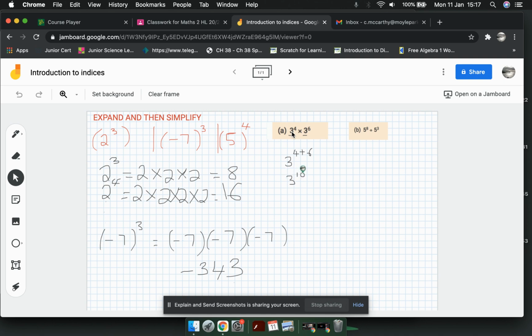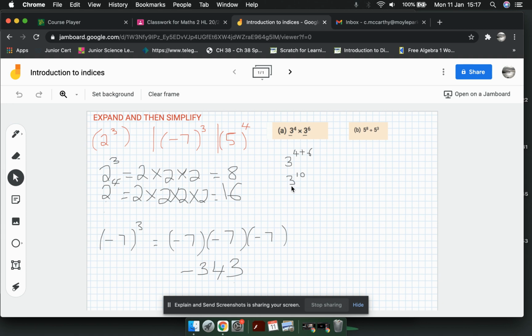Now, 3 to the power of 10. How can I confirm that this answer is correct? Well, you could do it 2 ways. You could use your calculator, and work out what is 3 to the power of 4 multiplied by 3 to the power of 6, and you'll get a number for that. And you can compare to 3 to the power of 10, and you'll end up with the same value, either by working out this or working out this in your calculator.